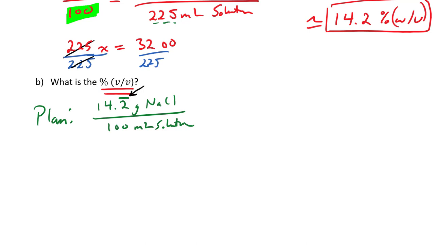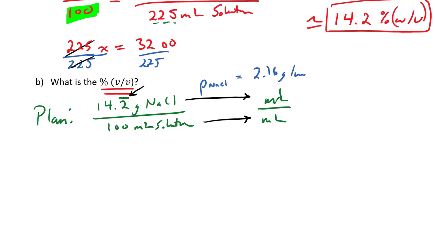I would like to eventually turn this into mils over mils. Notice this is already in milliliters. I now have to convert from grams of sodium chloride to mils of sodium chloride. For this, I will use the density of sodium chloride. Density of sodium chloride is 2.16 grams per mil. You can get this from the chart from up above.